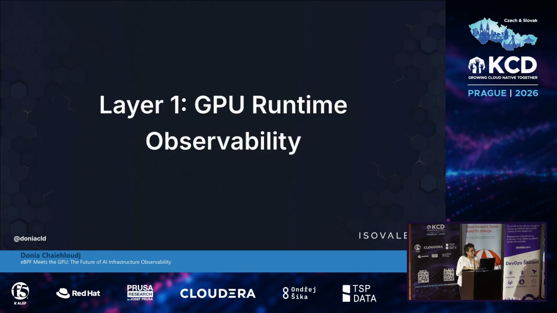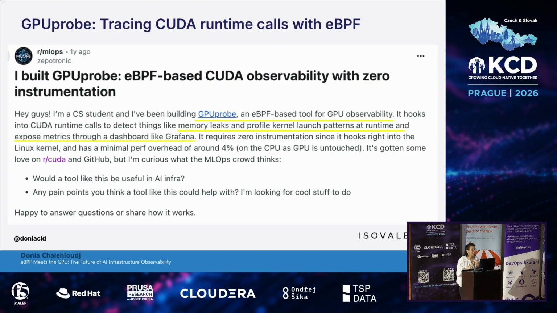So let's talk about the first layer. I'm going to present to you a tool called GPU Prob. It has been written by a computer science student. I would not have been able to write such a tool when I was a computer science student, to be honest. But what it does is that it detects things like memory leaks and kernel launch patterns at runtime, and exposes some metrics that you can then put into a Grafana dashboard. So that's very user-friendly. And then you ask your AI agent to do it as an SRE, of course.